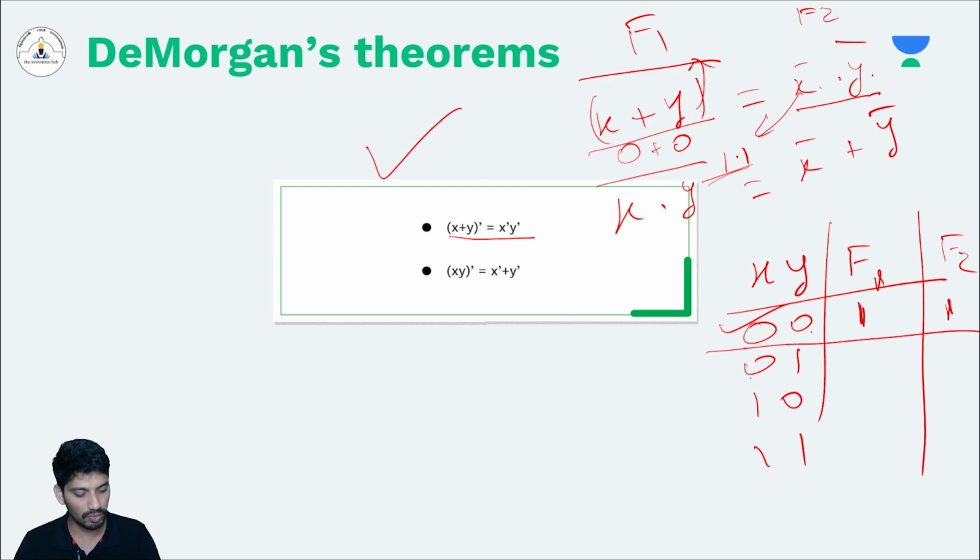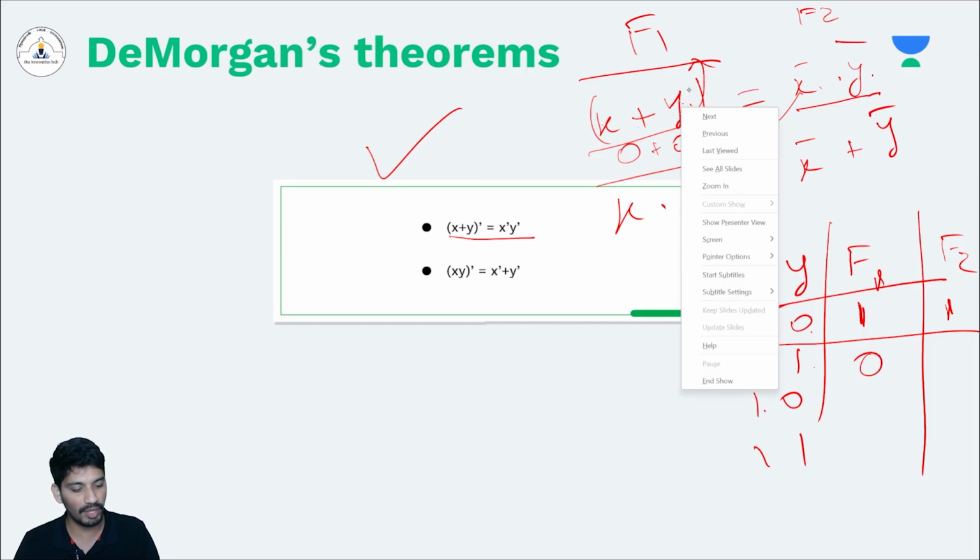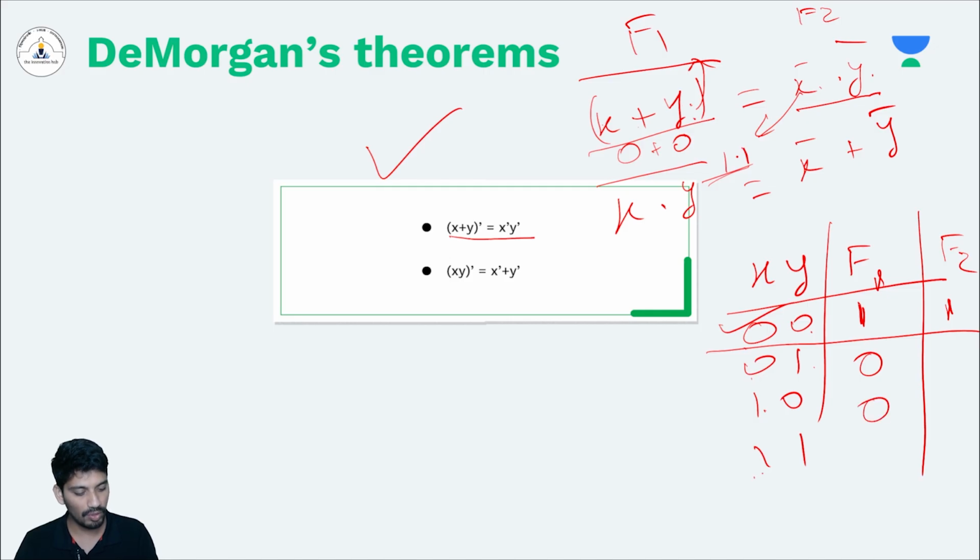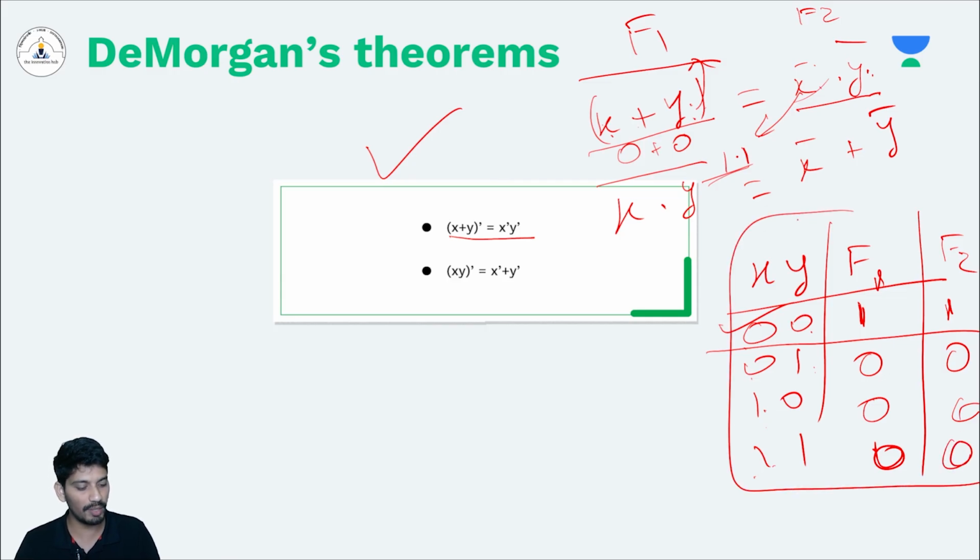Let's verify the other three also. 0, 1 will give you 0 plus 1 is 1, inverted is 0. 1, 0 will give you 1 plus 0 is 1, inverted is again 0. 1, 1: 1 plus 1 is 1, and inverted is 0, right? Same thing we'll see for f2. 0 means it is 1, 1 means it is 0. If one of the things is 0, the output is 0. 1 means this will be 0, so the output is 0, and both being 1s means both will be zeros, so the output will be again 0. So you can see the truth table verifies.